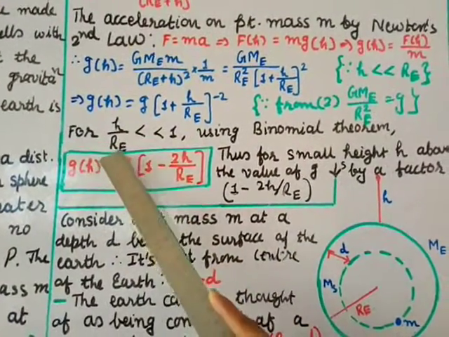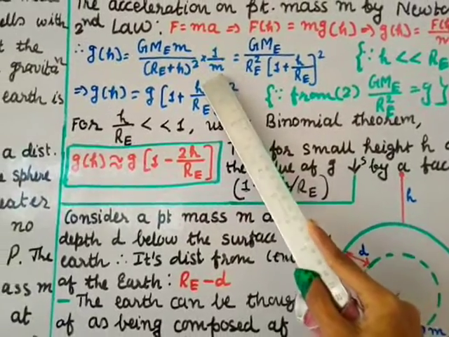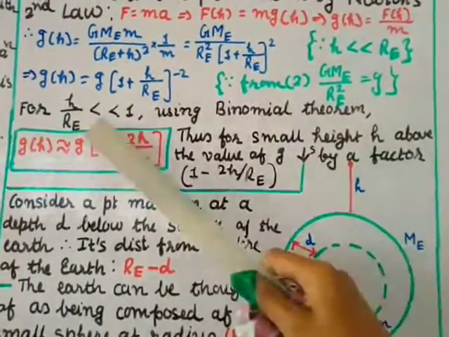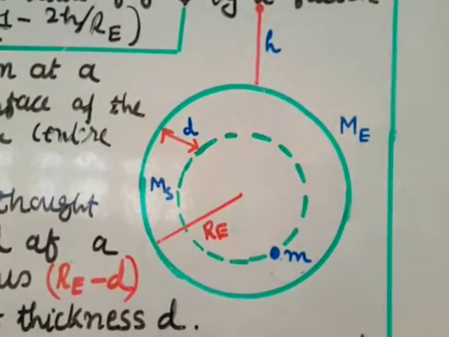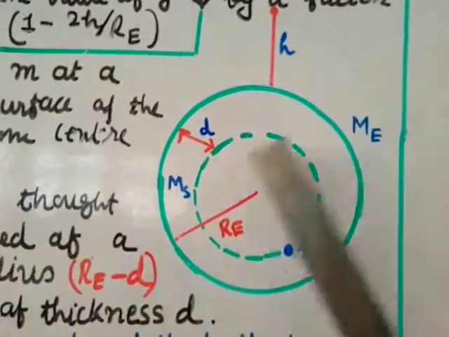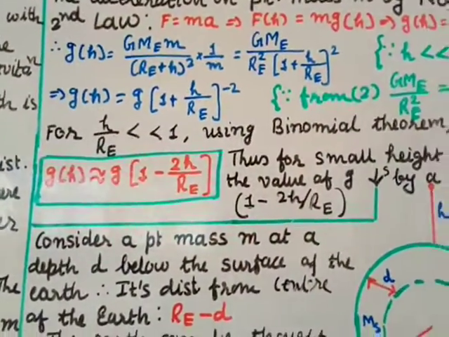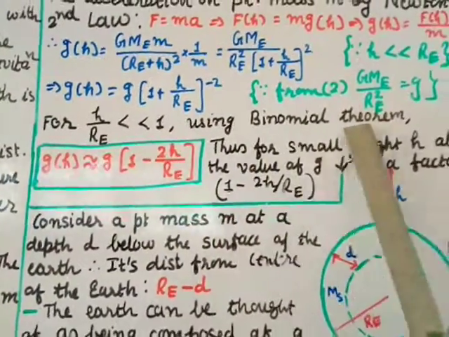For h divided by Re, the value is very much less than 1. Here h is the height at which the point mass is situated, and Re is the radius of the earth. This height is smaller than the radius; the radius of the earth is much greater than this height. Therefore the ratio h by Re is very small compared to 1, so it is less than 1. Therefore we use the binomial theorem.